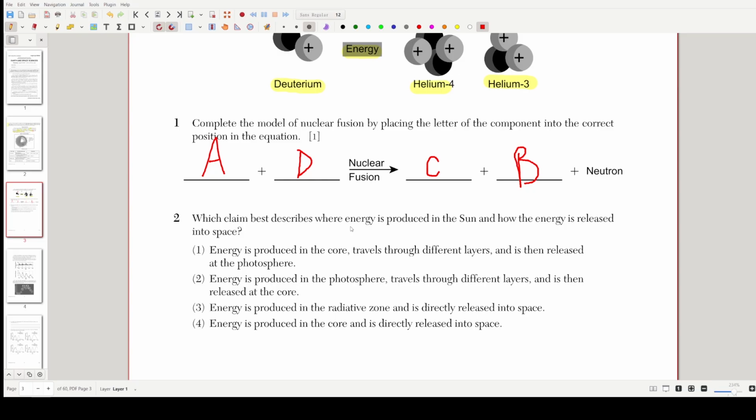All right, number 2. Which claim best describes where energy is produced in the sun and how the energy is released into space? Okay, so we need to know where energy is produced and then how it's released. So this is how I would do this. Just read the first part of all the sentences first. Energy is produced in the core. Energy is produced in the photosphere. Energy is produced in the radiative zone. Energy is produced in the core. Let's figure out which one of those is true first.